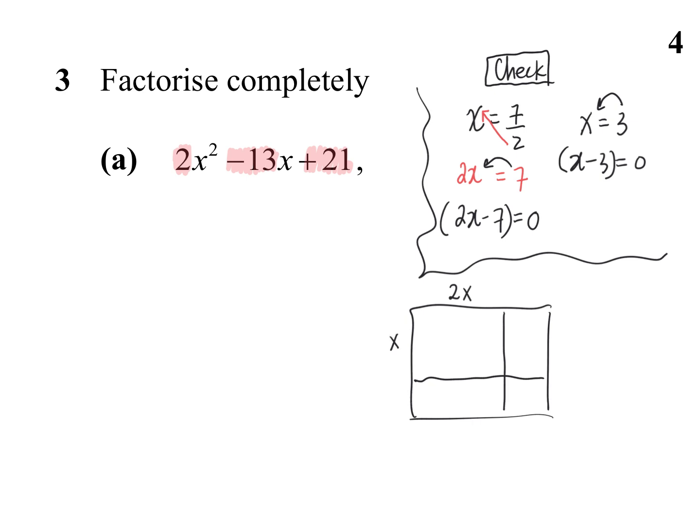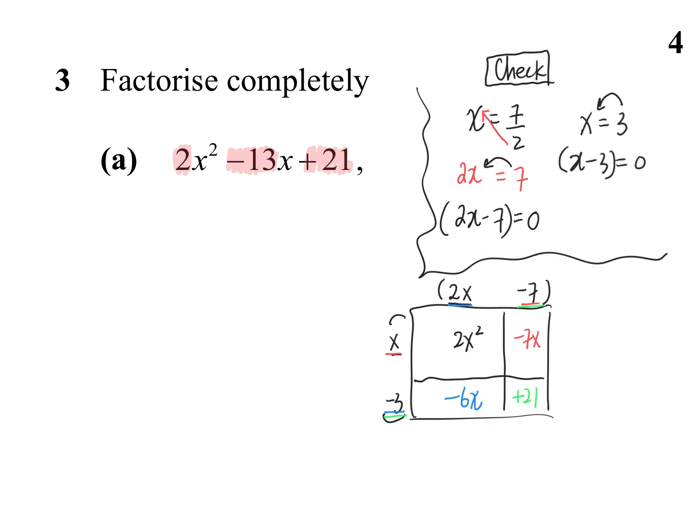So actually this method is telling you that this is 2x minus 7. This one is x minus 3. Okay, if you don't believe, you check. 2x times x is 2x squared. x times minus 7 is minus 7x. 2x times minus 3 is minus 6x. And then the final one, minus 3 times minus 7 is plus 21.